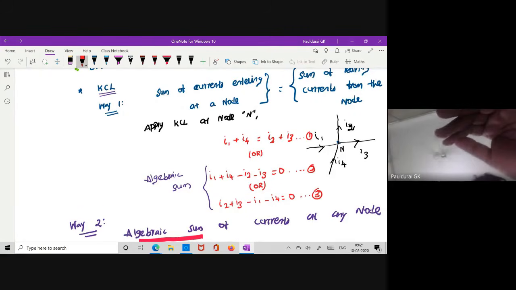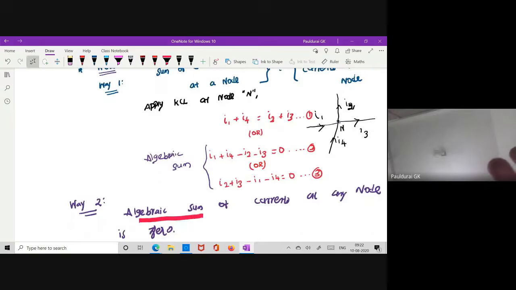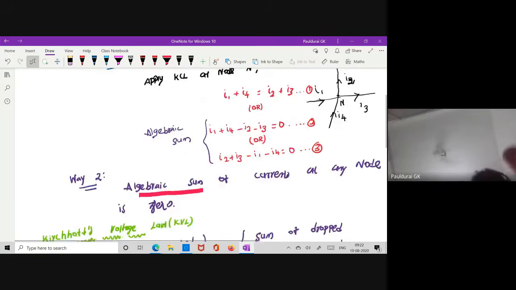So my conclusion: Kirchhoff's current law, which one are we going to follow in the B sheet? The sum of entering current at a node is equal to the sum of leaving current from the node. Understood? Don't confuse yourself with the algebraic sum and all. This is just for your knowledge, because it is easy to find whether the current is entering or leaving at a node. Guys, are you with me?